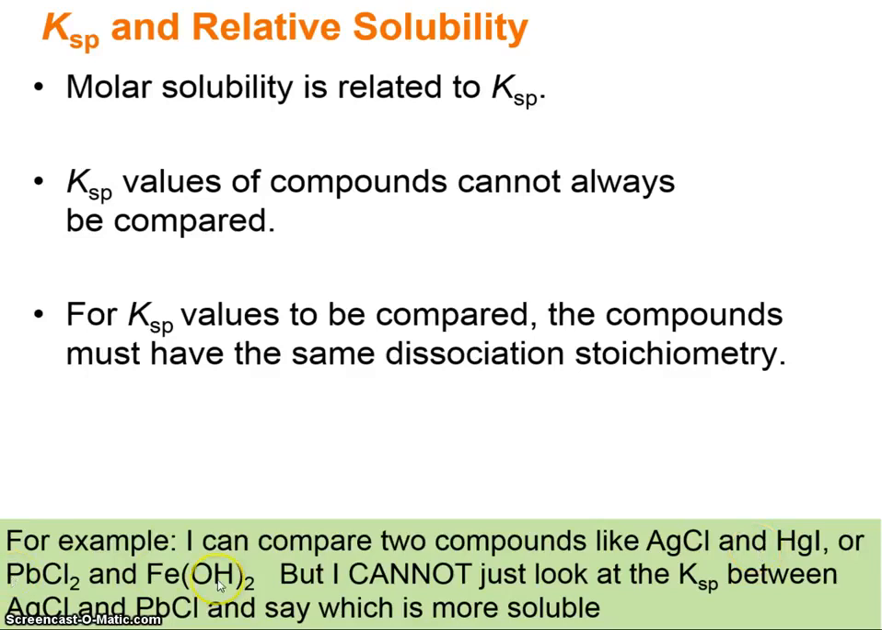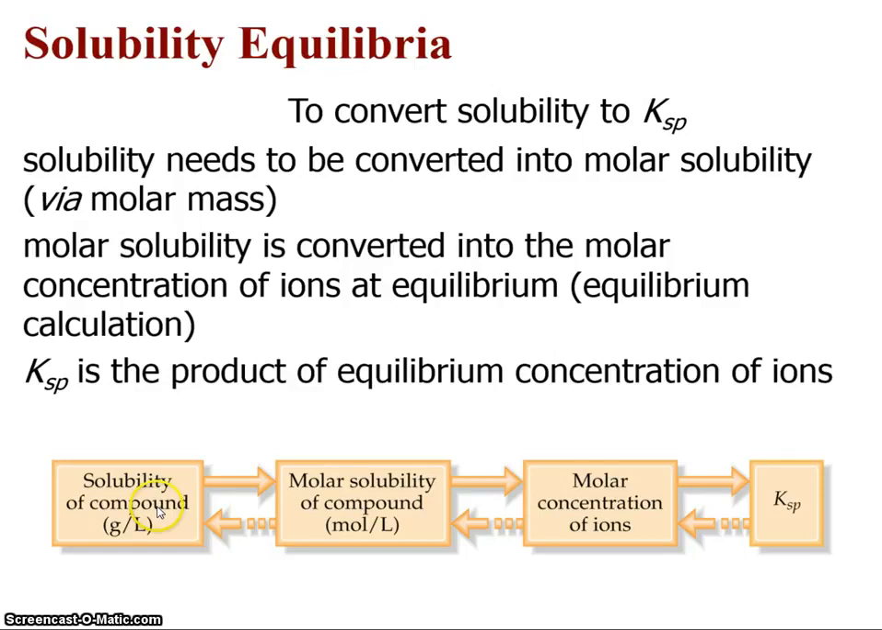Or I can take lead chloride and iron hydroxide, but I can't just look at the Ksp between AgCl and PbCl2 and say which one is more soluble, because they're going to have different solubility constants. And that's actually a pretty good example, because AgCl has a larger value than PbCl2, but PbCl2 is actually more soluble than AgCl. So to convert solubility to Ksp, solubility needs to be converted into molar solubility via the molar mass, and molar solubility is converted into the molar concentration of ions at equilibrium. So it's an equilibrium calculation, and Ksp is the product of the equilibrium concentration of the ions.